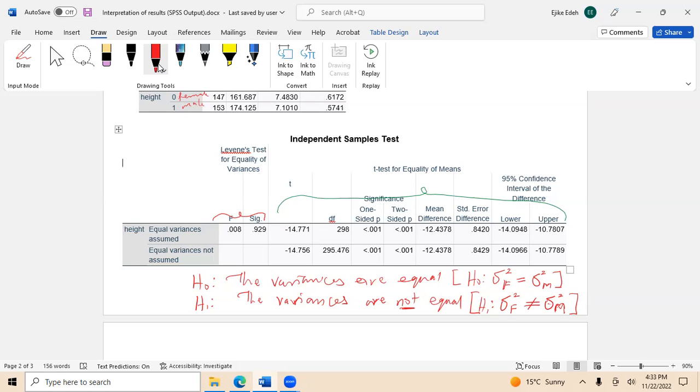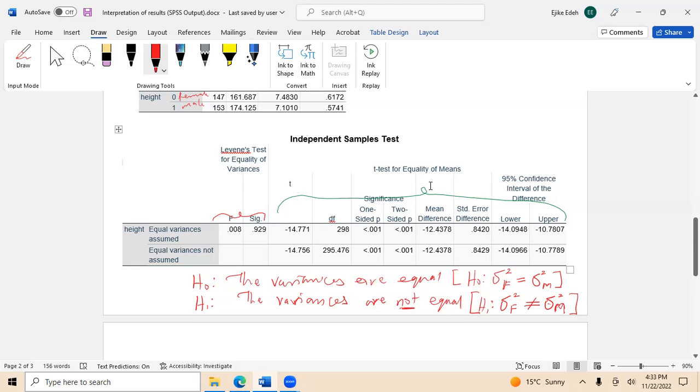So I've mentioned this in class before, but remember that SPSS writes your p-value as significance, uses SIG or significance to denote p-value. So over here on Levene's test, there's not enough space, so it's used the abbreviation SIG to denote the p-value.